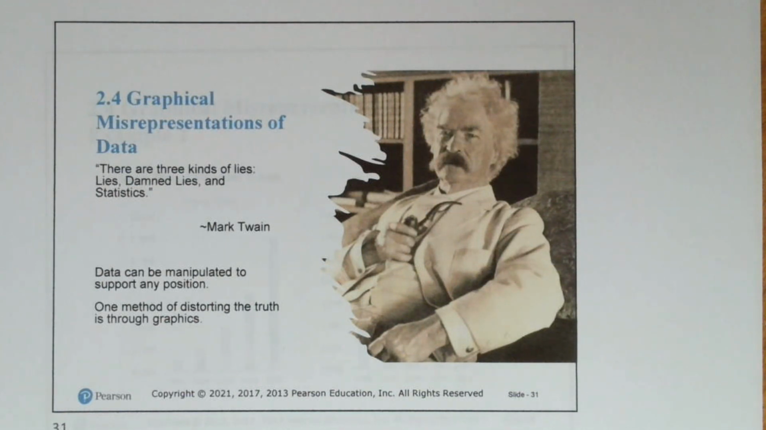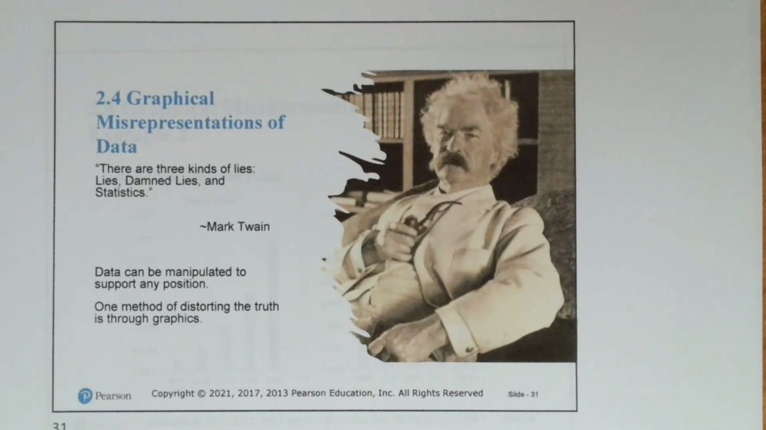In this video, we'll be looking at section 2.4, Graphical Misrepresentations of Data. So Mark Twain once said there are three kinds of lies: lies, damned lies, and statistics. It's been said that data can be manipulated to support any position.